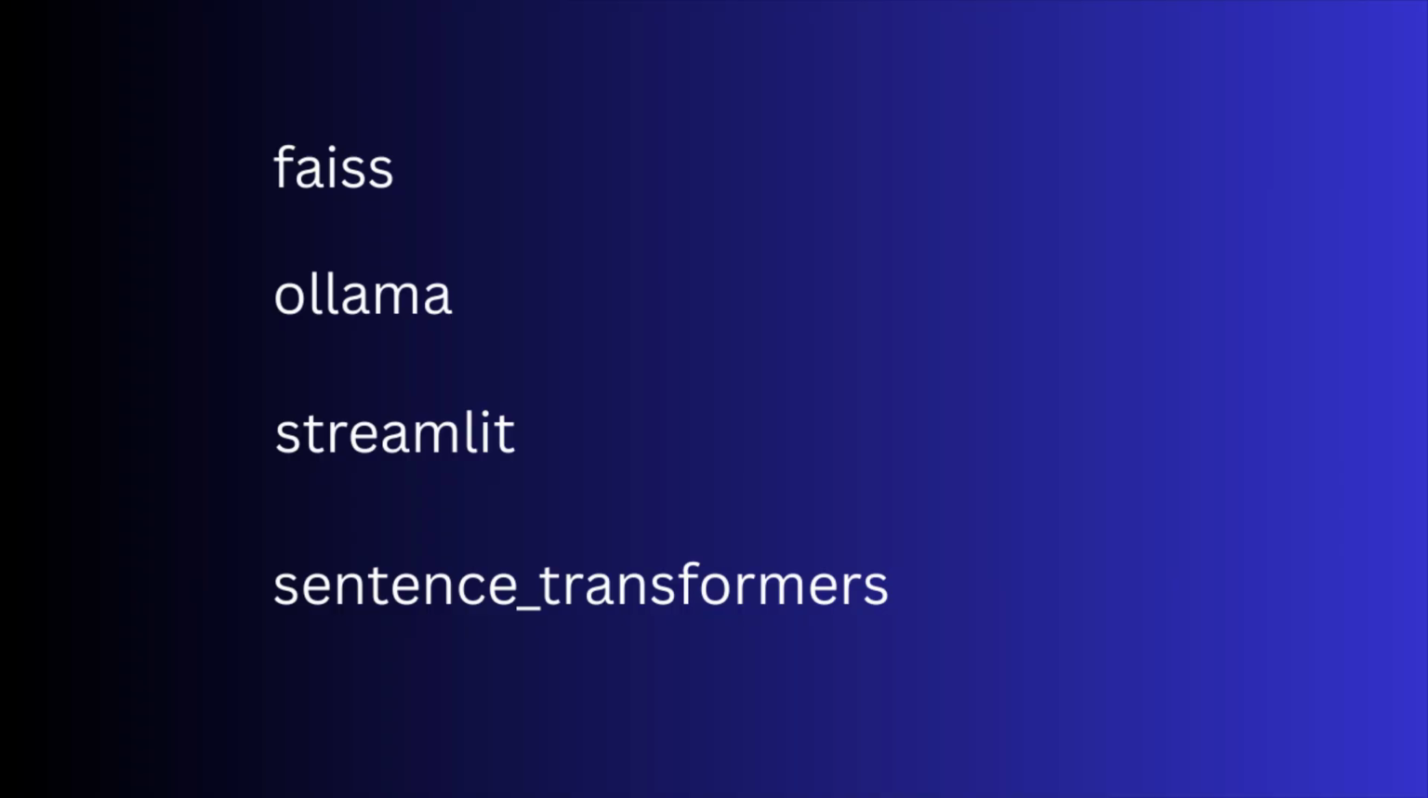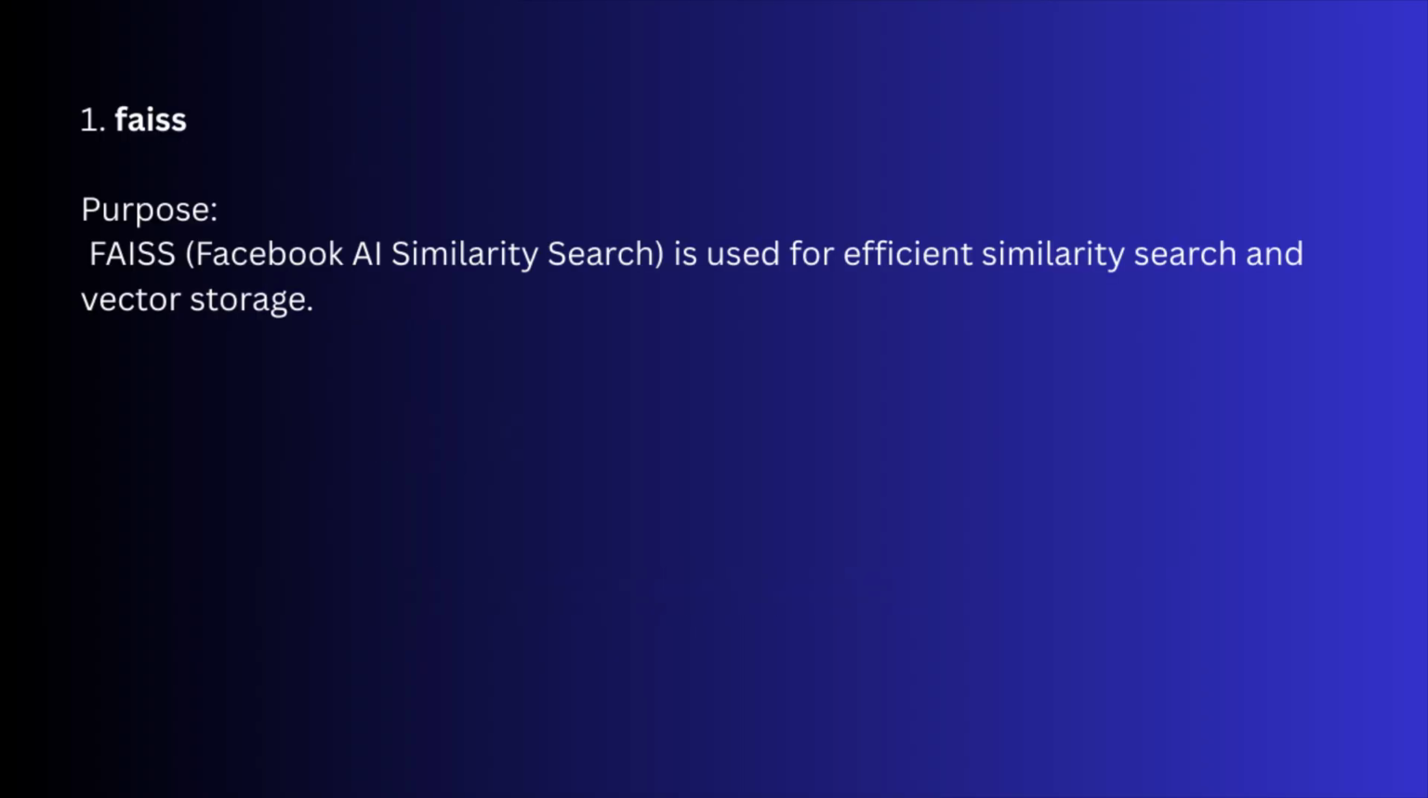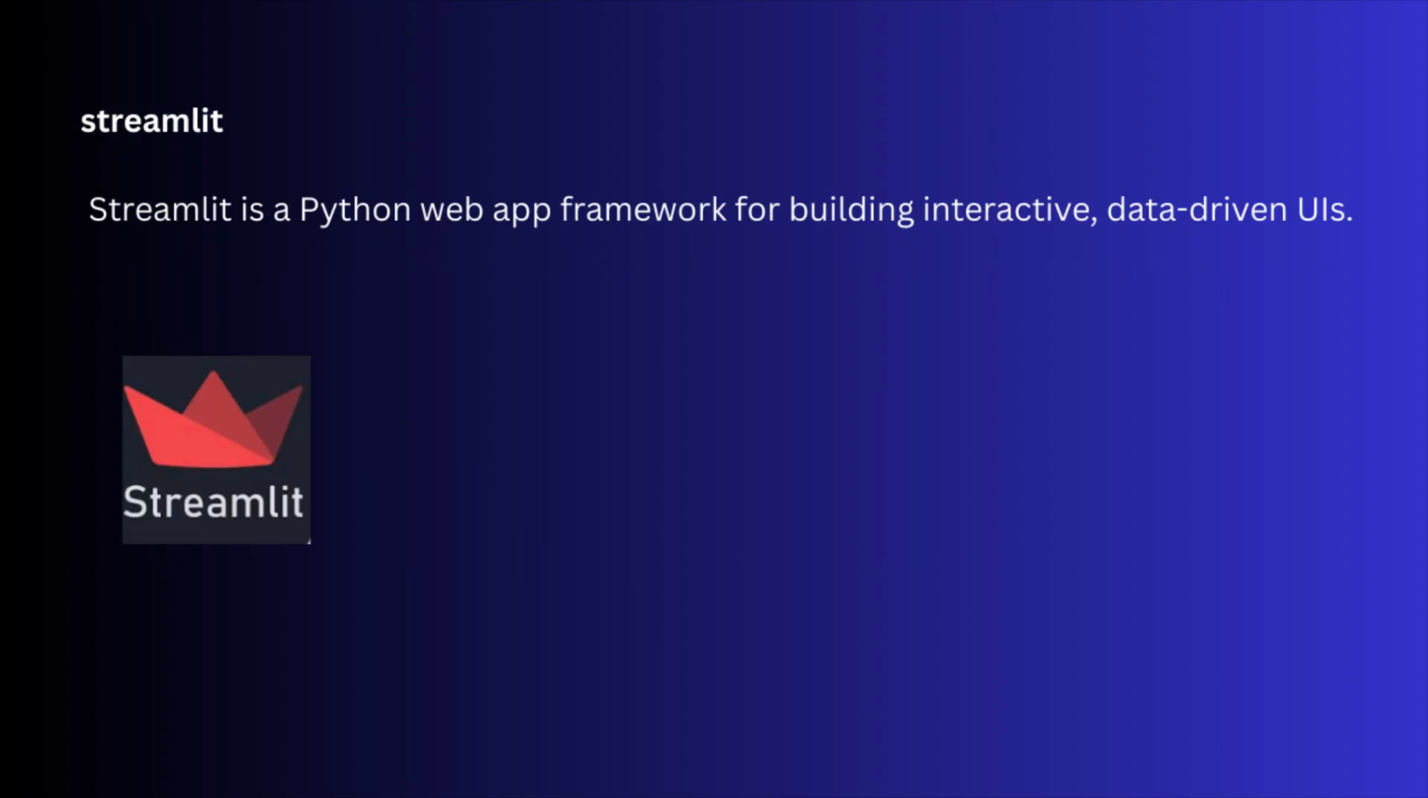So these are the libraries that we are going to use in this app. FAISS, Facebook AI Similarity Search, is used for efficient similarity search and vector storage. It stores document embeddings in a vector index and enables fast retrieval of the most relevant documents for a given query. This is critical for semantic search in our chatbot. Streamlit is a Python web app framework for building interactive data-driven UIs. We use Streamlit to create the chatbot's frontend.